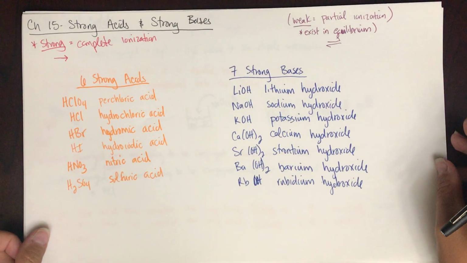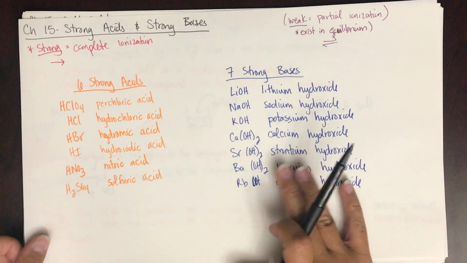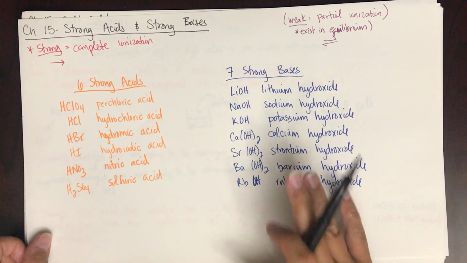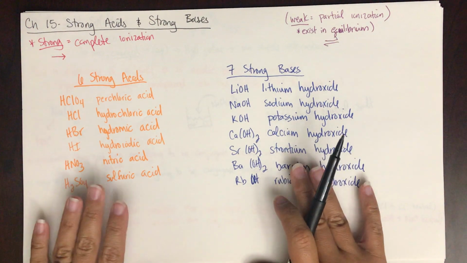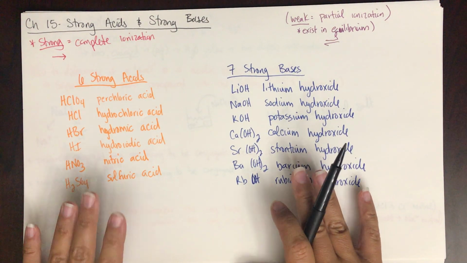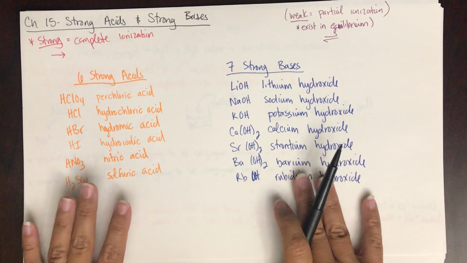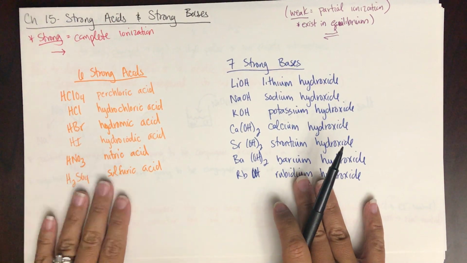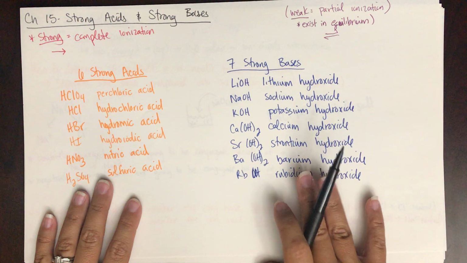It's important that you remember these 6 strong acids and 7 strong bases, especially when we're talking about salts, because when you're identifying a salt as being acidic, basic, or neutral, you need to know if it is acidic or basic based on the conjugates, those ions. Are they conjugates of a strong acid? Are they conjugates of a strong base?